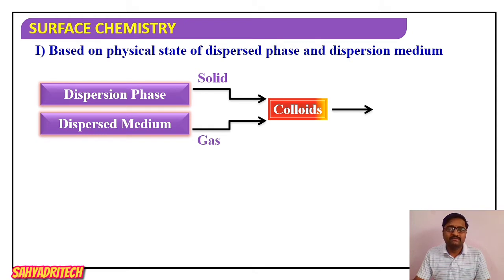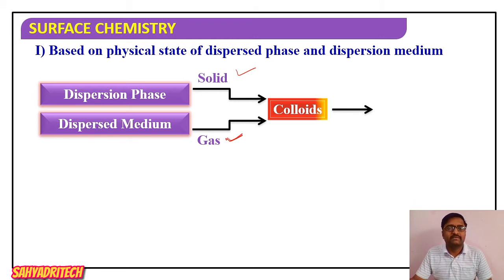One is, okay, what is the first one? Solid sol. Second one, sol. Okay, well, next one, okay, dispersed phase is solid. Next, what is there? If the dispersed phase is solid and dispersion medium is gas.